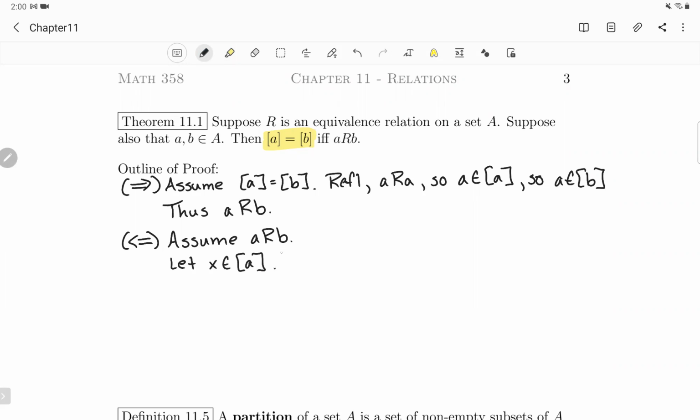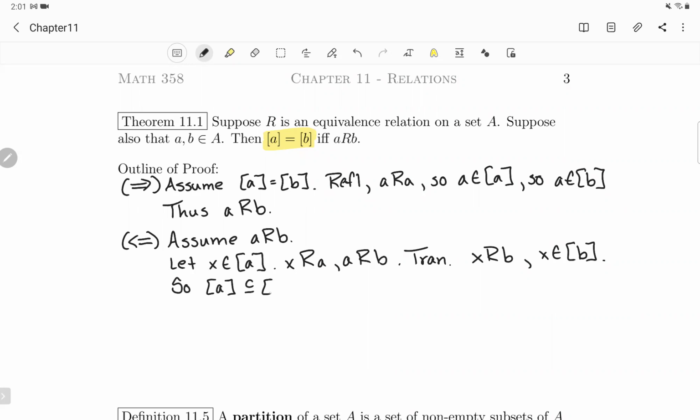All right. Well, what's that mean? That means X is related to A. But what did we assume for this? A is related to B. So what property am I going to use? Yeah, transitivity. That'll give me X related to B, which means X is an element of the equivalence class of B. So equivalence class of A is a subset of the equivalence class of B.